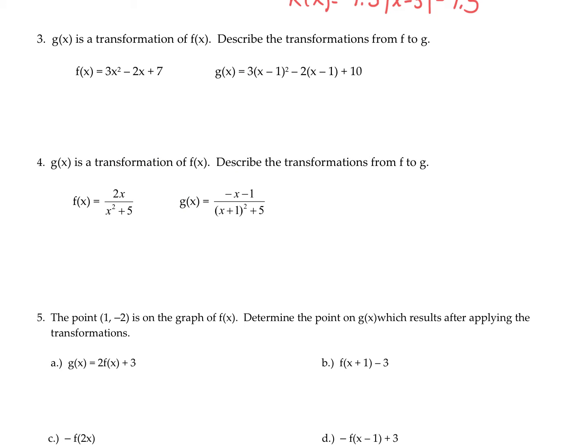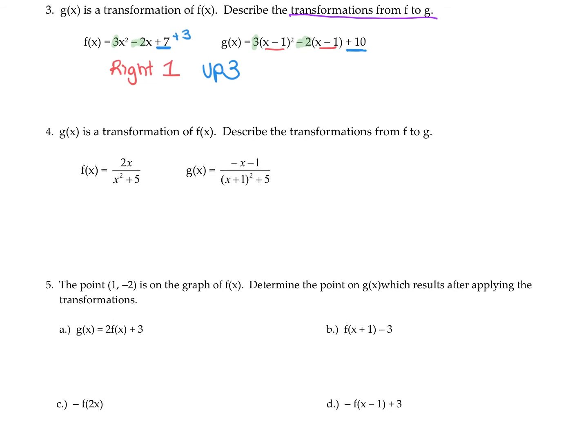In question 3, it says g of x is a transformation of f of x. Describe the transformations from f to g. So I can see some similarities. So I'm going to highlight those in green. I can see my 3. I can see my negative 2. So what that tells me is that my x got transformed into x minus 1, meaning I got shifted right 1. I can also see my plus 7 became a plus 10. So that means I would have had to add 3 to get to plus 10. So that means I shifted up 3.